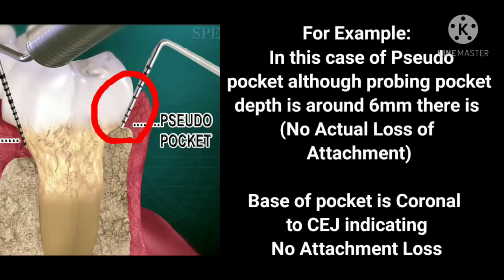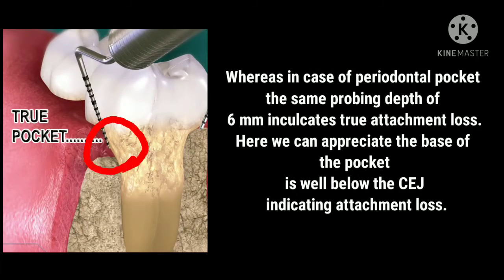For example, in this case of pseudopocket, although the probing pocket depth is around 6 mm, there is no actual loss of attachment. Now we can clearly see that the base of the pocket is coronal to the CEJ, indicating no attachment loss. Whereas in the case of a periodontal pocket, the same probing depth of 6 mm indicates true attachment loss. See, here we can appreciate the base of the pocket is well below the CEJ, indicating attachment loss.